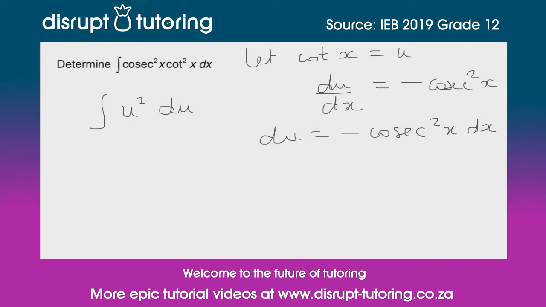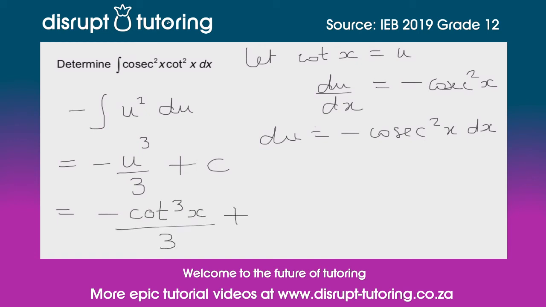So I've substituted du in the place of the cosec squared x and the dx, but what I'm left with is this minus. So I've got to compensate for that. So then I can use a standard integral. Add 1 to the exponent, divide by the exponent, add the constant of integration. But my question wasn't u, it was cot x. So I need to substitute back: minus cot cubed x over 3 plus my constant of integration.